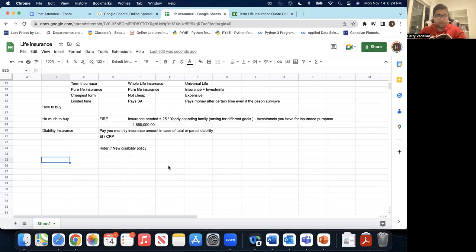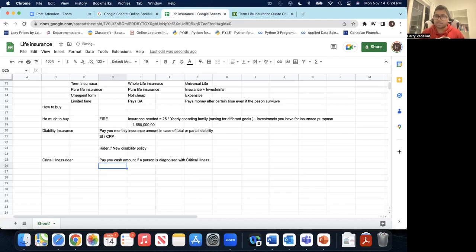Next, you can also add a critical illness rider to your life insurance policy. A critical illness rider pays you a cash amount if a person is diagnosed with a critical illness.